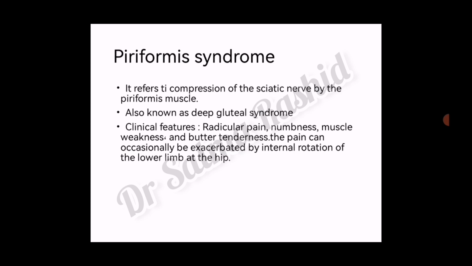Piriformis syndrome refers to compression of the sciatic nerve by the piriformis muscle, also known as deep gluteal syndrome. Clinical features are radicular pain. Radicular pain is a type of pain that radiates from your back and hip into your legs through the spine. Numbness, muscle weakness, and hip tenderness. The pain can occasionally be exacerbated by internal rotation of the lower limb at the hip.